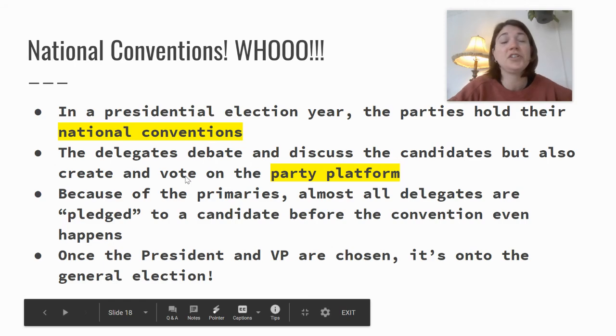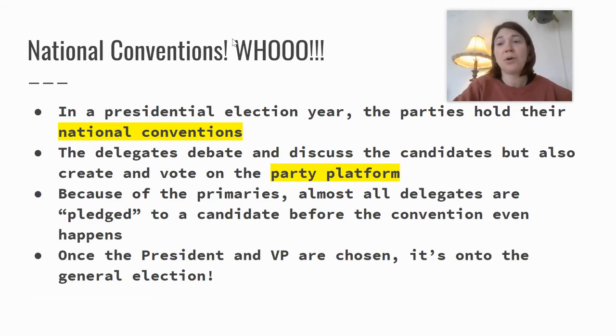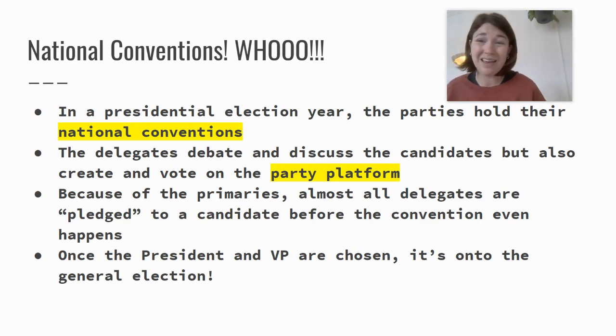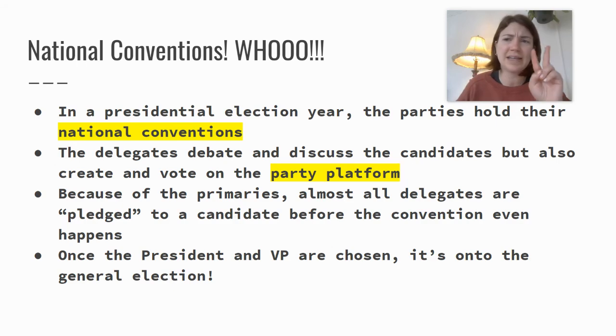Then we get to the national convention. In a presidential election year, the parties hold their national conventions. This year, it's going to be really different because, I think July 2nd is the Democratic one, we're not going to be having hundreds of people in a room. We just can't do that. So who knows what's going to happen this year? There will still be a convention.